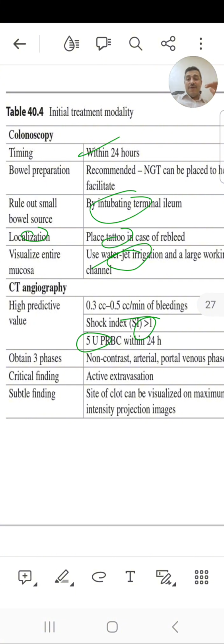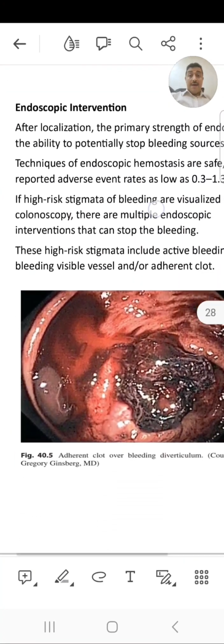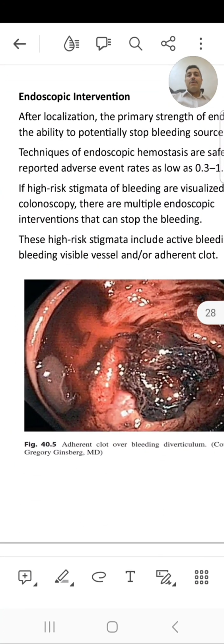The classic finding is the extravasation. I think there is a picture, I will show it to you. And in some cases, if there is a well-trained radiologist, he can see the clot. This is a subtle finding. Okay, let's move a little bit. These are general concepts about endoscopy.